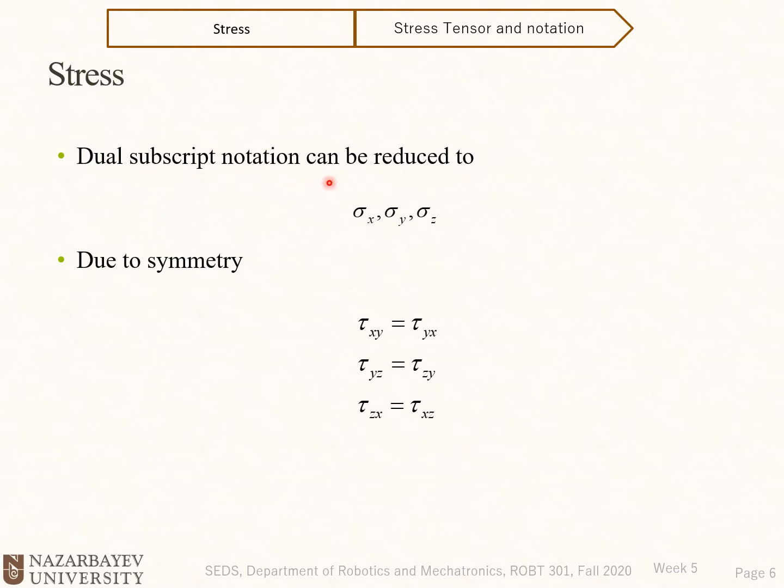Dual subscript notation can be reduced: sigma xx, sigma yy, and sigma zz could be reduced to sigma x, sigma y, and sigma z. It's just for the matter of simplicity, for the sake of simplicity. Due to symmetry, tau xy should be equal to tau yx, tau yz is equal to tau zy, and tau zx is equal to tau xz. So our matrix is symmetric.